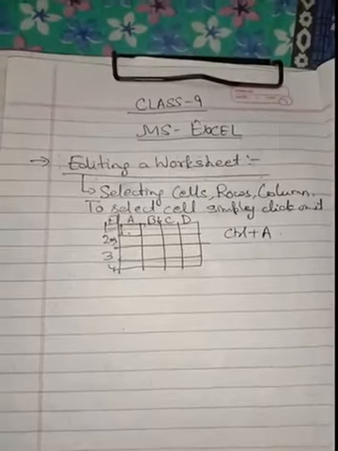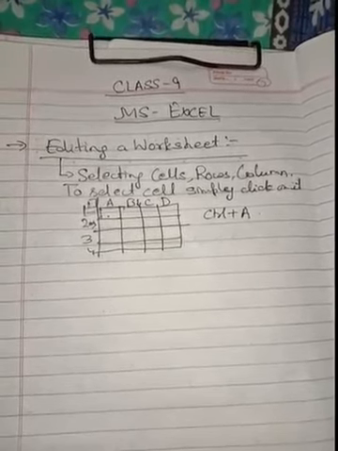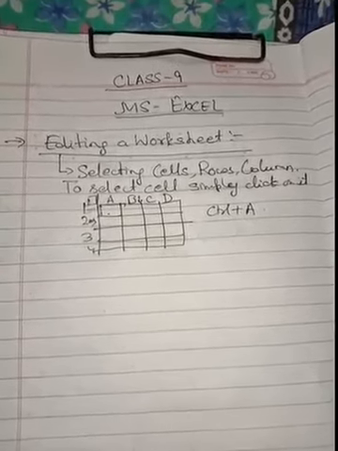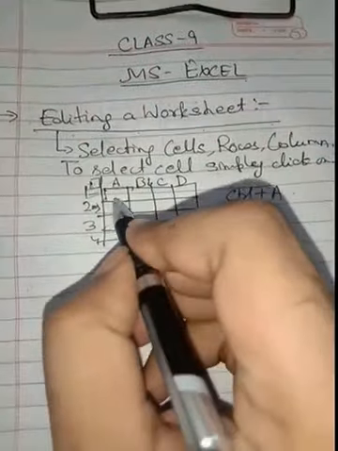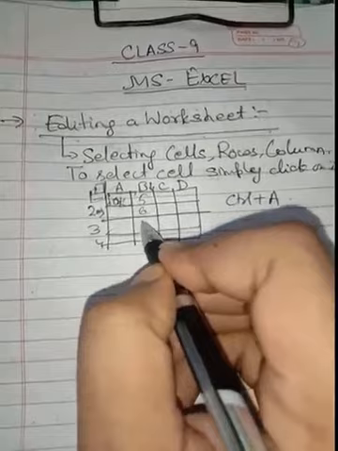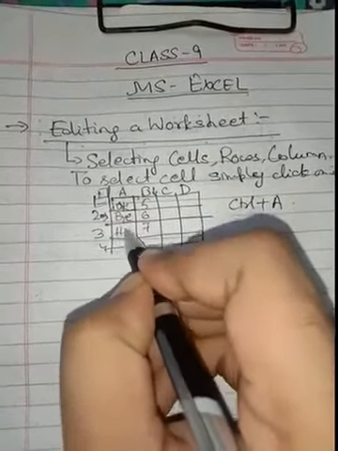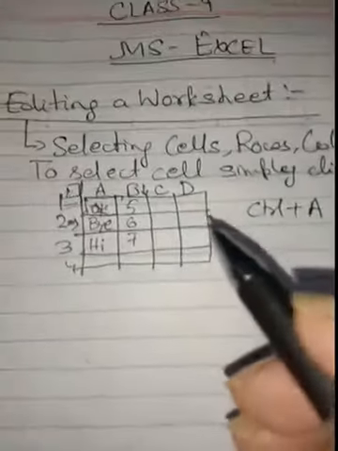So editing information in a cell. Now how will you edit the information in a cell? Suppose I have entered some values over here, say OK, 5, 6, 7, Y, high. These are some of the values that I have entered in a cell.